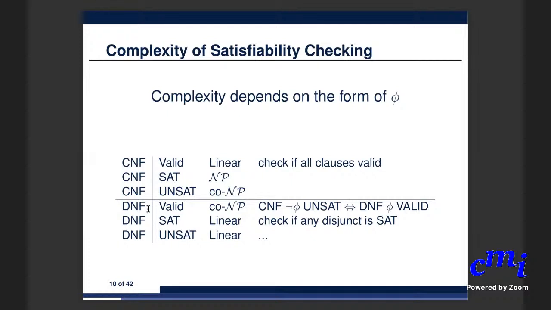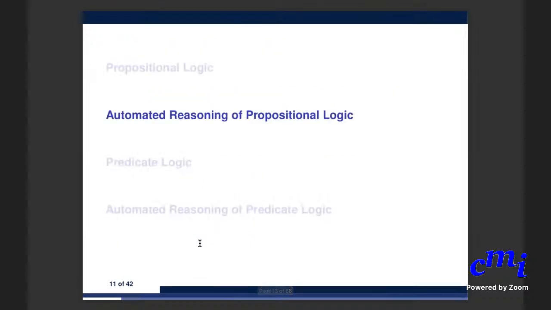If the formula is already in DNF, then checking unsatisfiability is linear, and so validity checking becomes hard. But for an arbitrary Boolean formula, you will have to get it into one of these CNF or DNF forms, and that itself may have a blow up. So in general, that's why it is said to be NP.